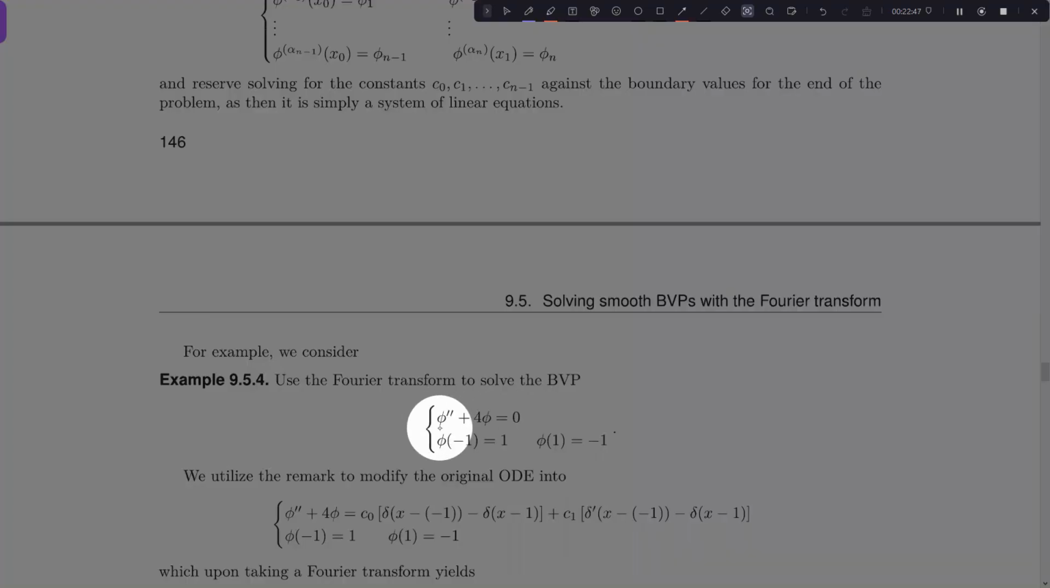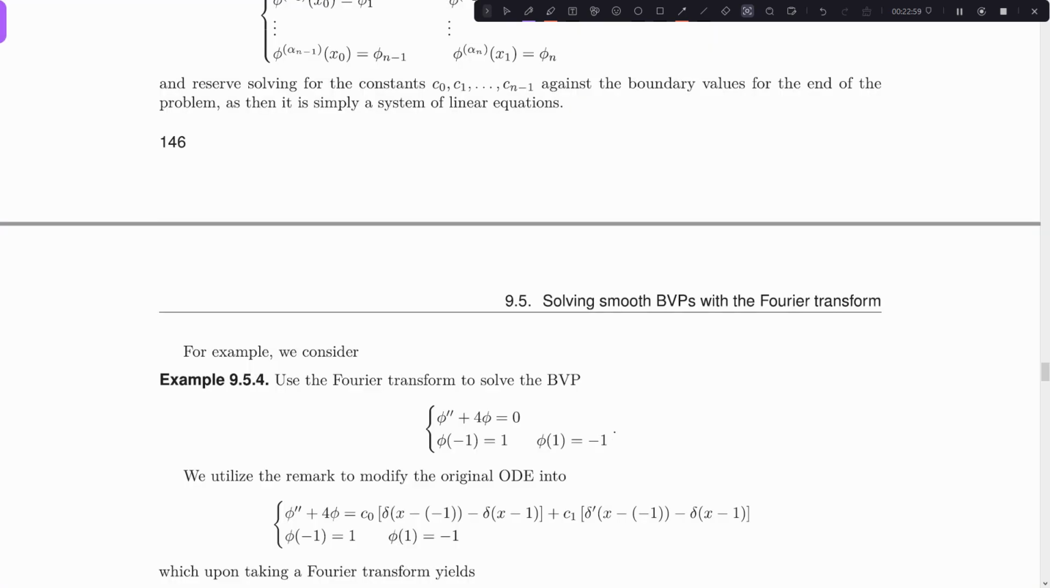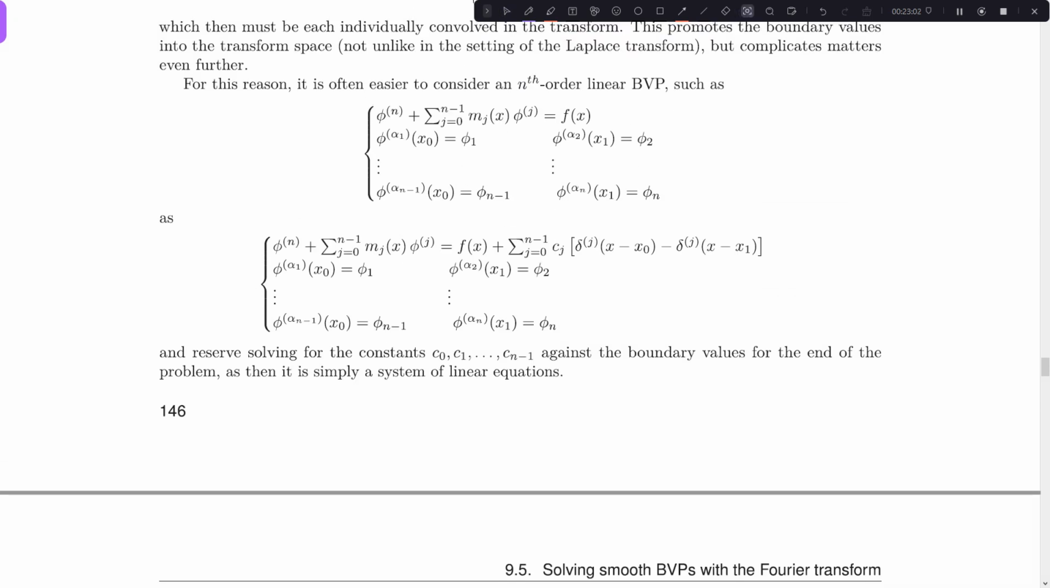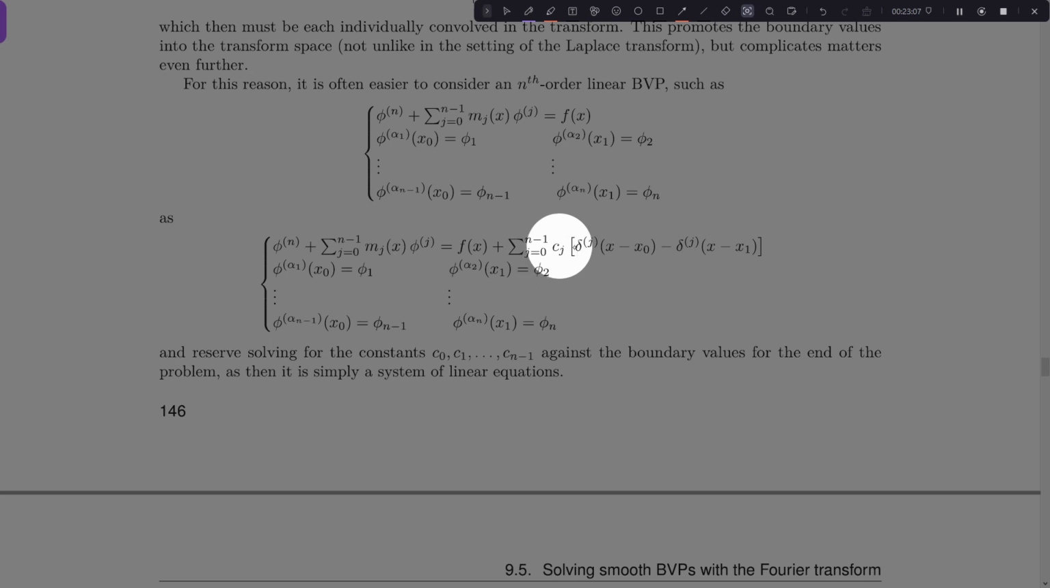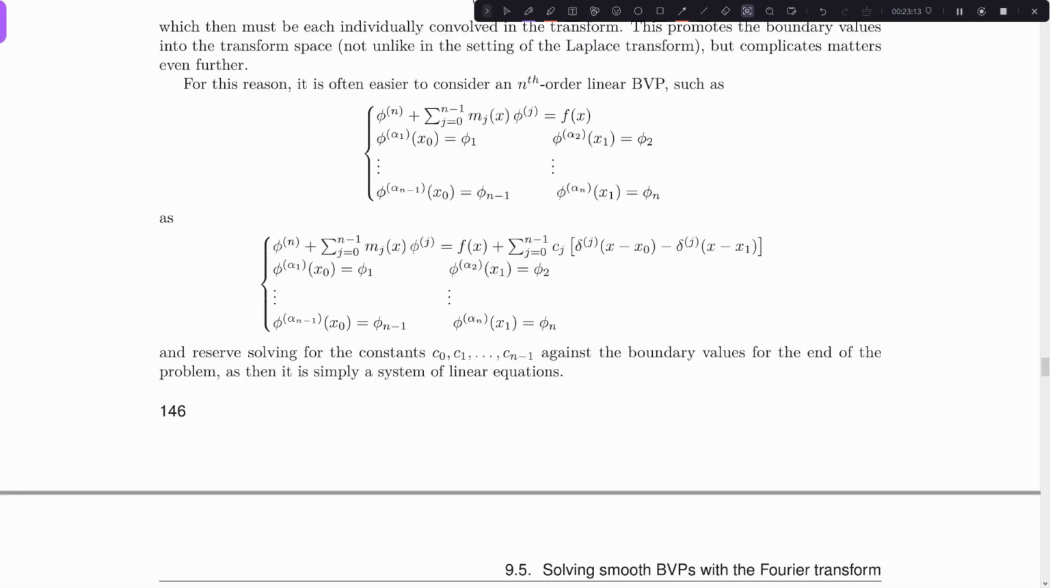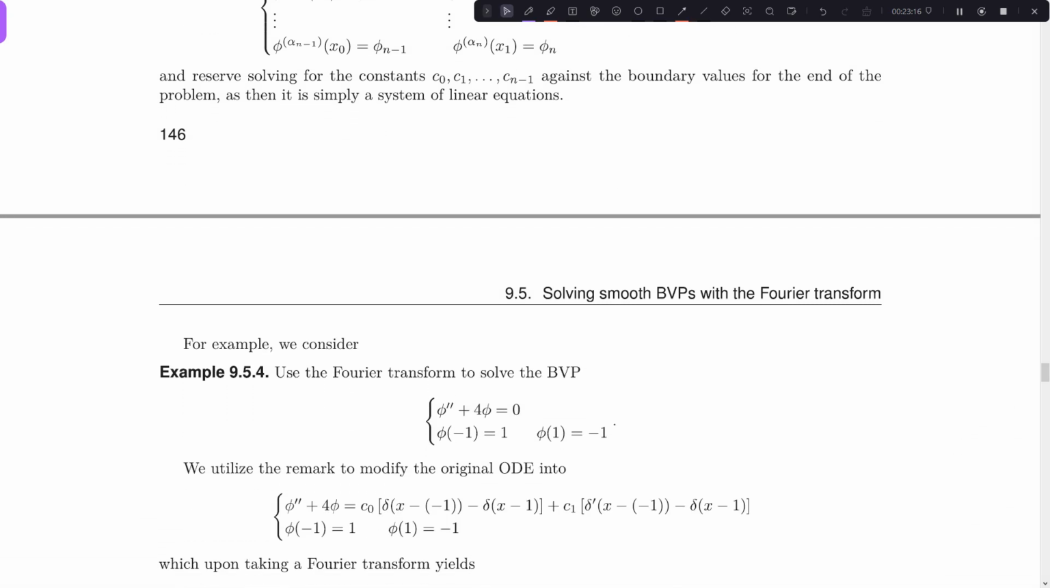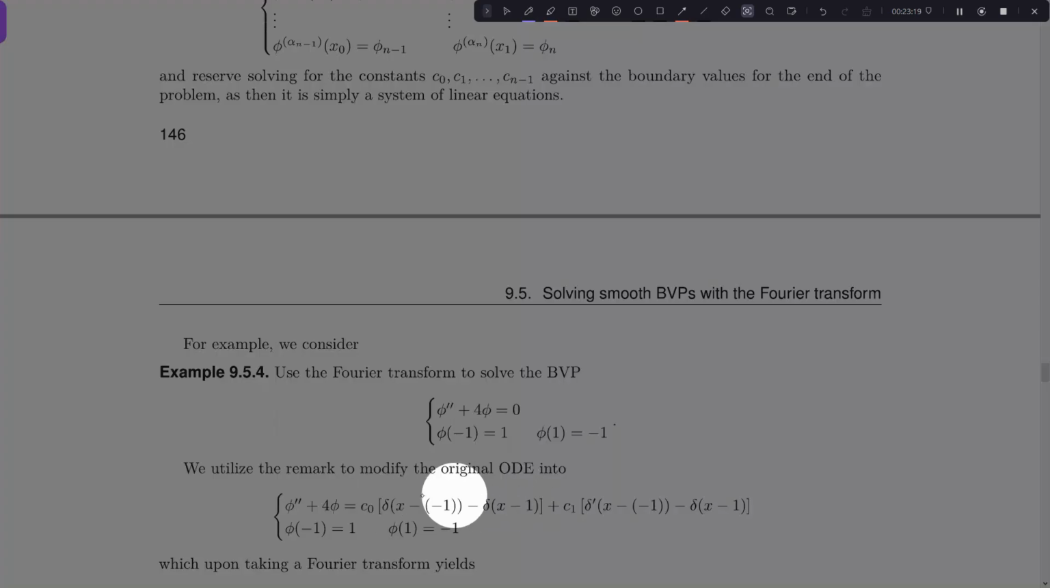So let's see how we do it in practice. Let's take phi double prime plus 4 phi equals 0, and then we have some actual finite boundaries here. So phi at -1 is 1, phi at 1 is -1. Okay, so we're going to follow this idea up here. It was a second order differential equation, right? So I'm going to need j equals 0 derivatives on delta, and j equals n minus 1, so 2 minus 1, j equals 1 derivative on delta. Okay, so I need a 0 derivative on delta. There it is.